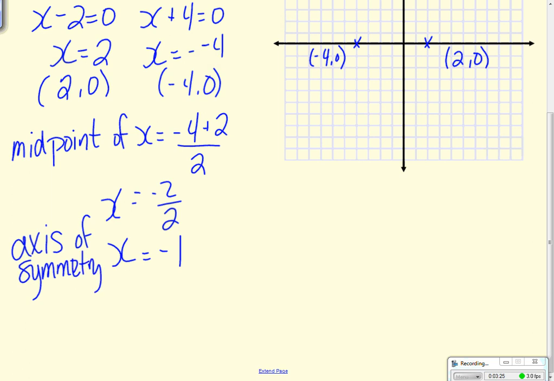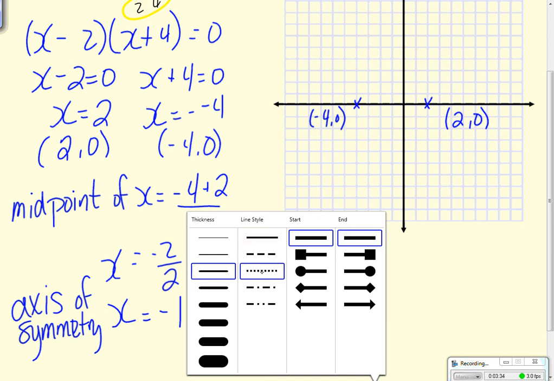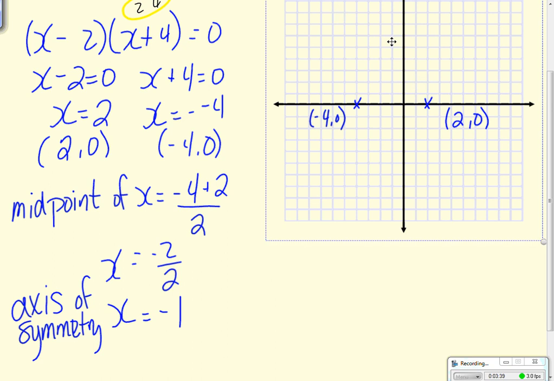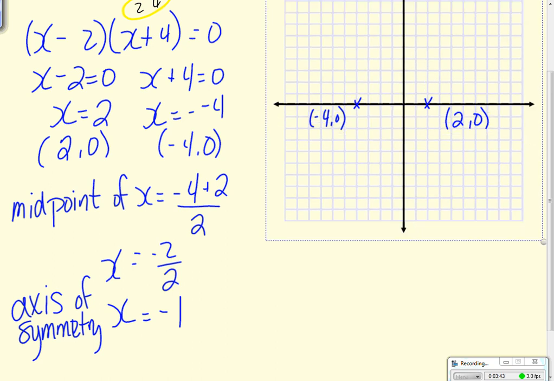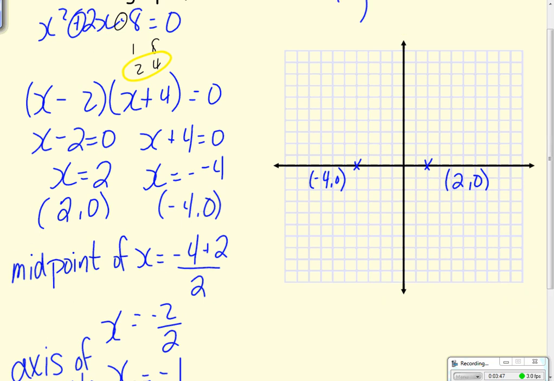What that means is, where we have x equals negative 1 on our graph, we can just draw a straight line, and we will do that. We'll make it a nice little dotty line, and we'll give it a nice color. And so at x equals negative 1, I thought I had just done this. Let's try that again.